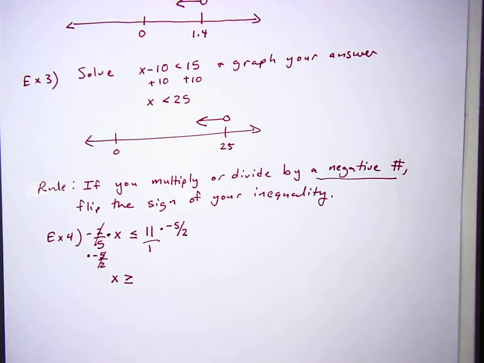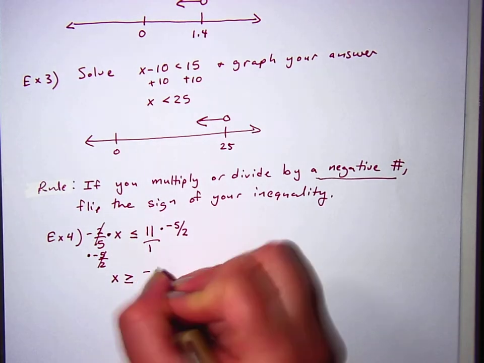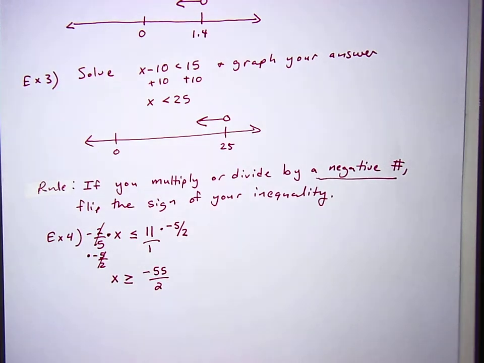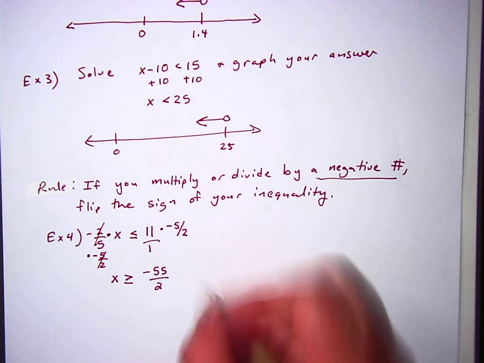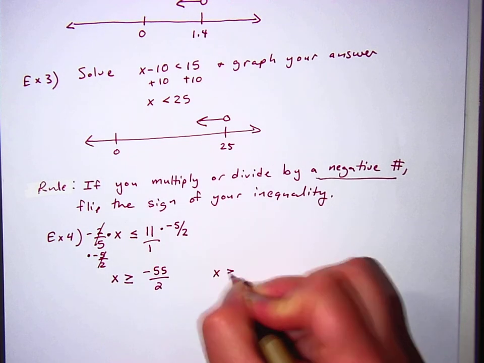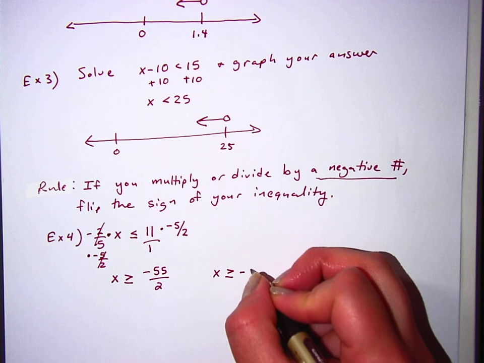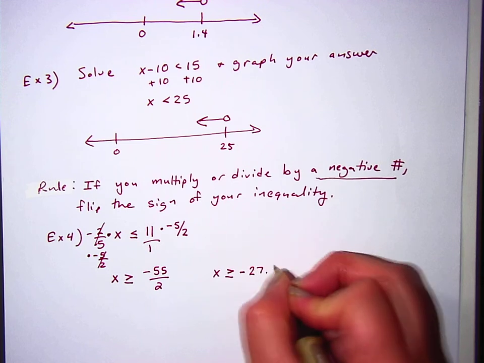All right, if I'm multiplying these out, I have to multiply the fractions, top times top, bottom times bottom. So 11 times negative 5 is negative 55, and 2 times 1 is 2. Negative 55 divided by 2 is, x is greater than, let's see, 55 divided by 2 is negative 27 and a half.